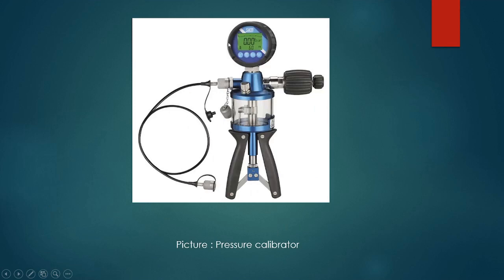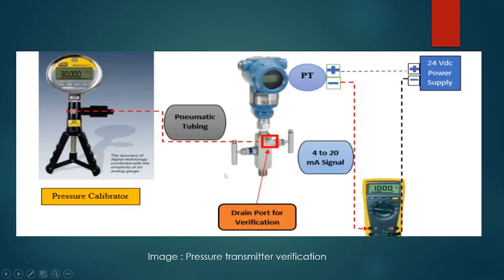This figure shows the image of a typical pressure calibrator with its tubing and its attachments at its two ends. The figure you see in front of you is basically the connections involved for calibrating a pressure transmitter. As you can see in the extreme left, there is a pressure calibrator which is connected to the pressure transmitter through the tubing along with its attachments via the drain port of the pressure transmitter.